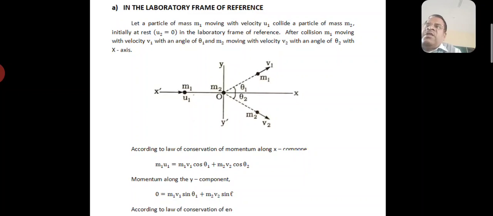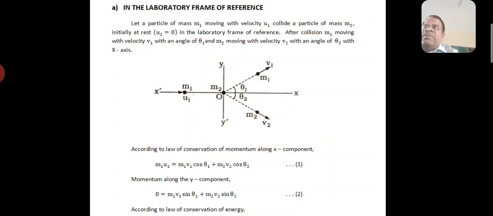Now we see the elastic collision in the laboratory frame of reference. Let a particle of mass m1 moving with a velocity u1 collide with a particle of mass m2 which is initially at rest in the laboratory frame of reference. After collision, particle m1 is moving with a velocity v1 making an angle theta 1 and m2 moving with a velocity v2 with an angle theta 2 with x-axis.